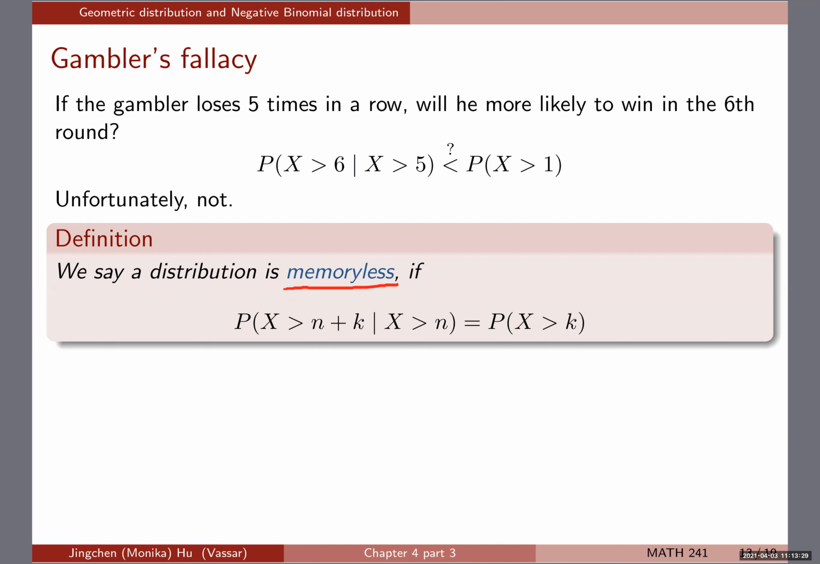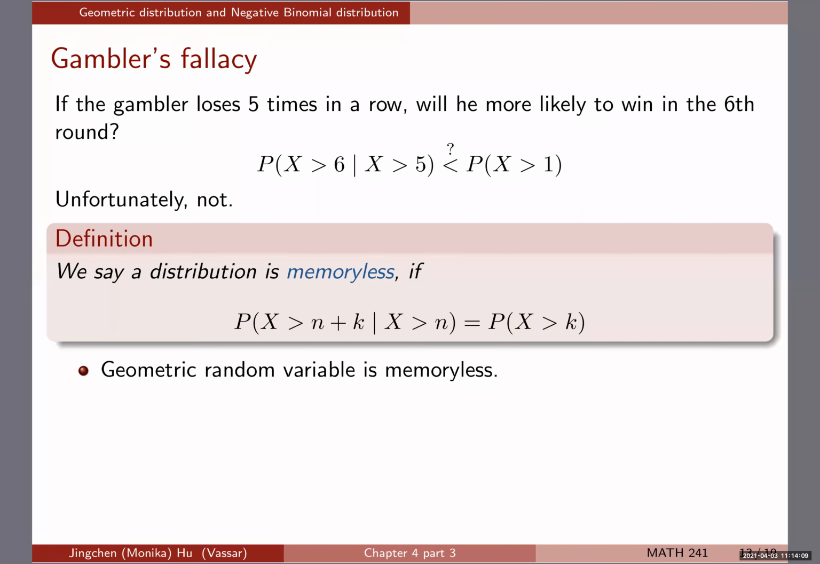So mathematically, the random variable X, conditioning on the fact that X is larger than n, the chance that X is larger than n plus k, so k more games, is the same as if we don't know about this n before. It's the same as the marginal probability of X being greater than k. We call this memoryless, and in fact, the geometric distribution is memoryless. We're going to use this definition to show you why that is the case.